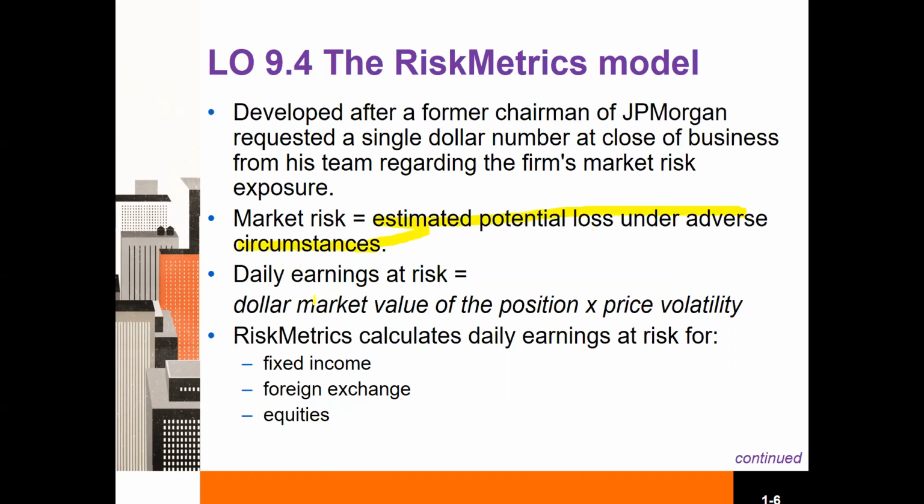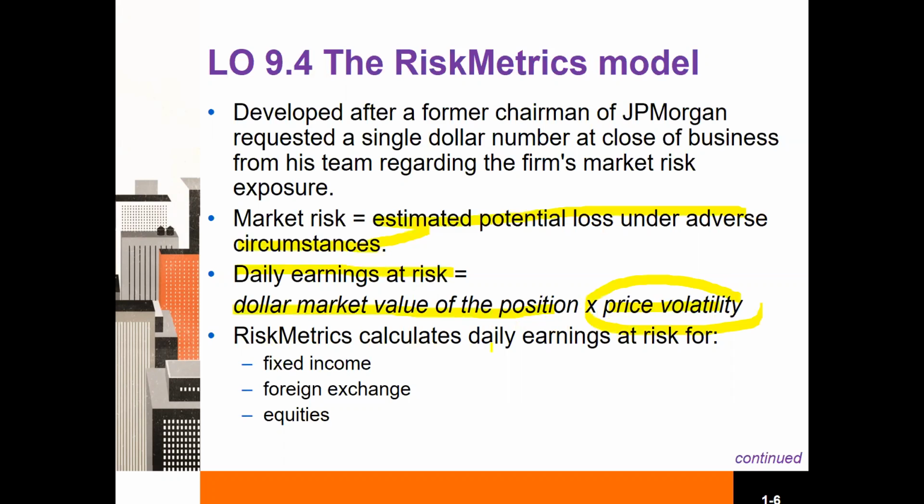So we calculate daily earnings at risk, which is the dollar market value of the position multiplied by price volatility. The dollar market value of the position is simple: the value of the portfolio in a day. Price volatility is essentially the multiplication of two components. One is the price sensitivity of the position, another is the potential adverse move in yield. We will see how we find price volatility shortly.